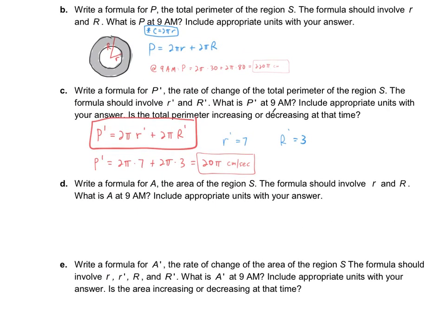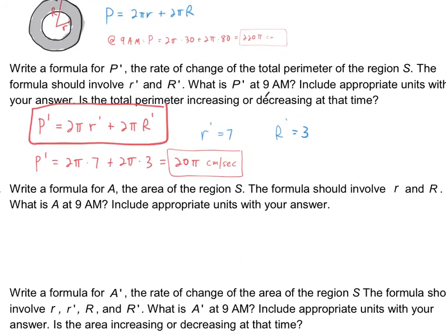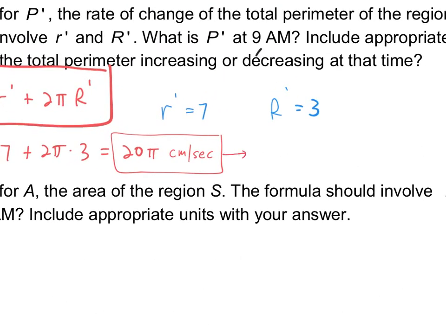Last thing they ask: is the total perimeter increasing or decreasing? Since the rate of change of the perimeter is positive, that means it is increasing.